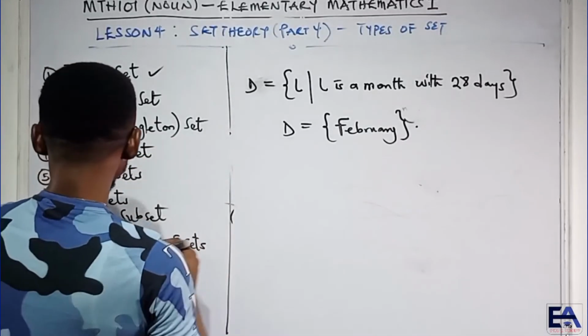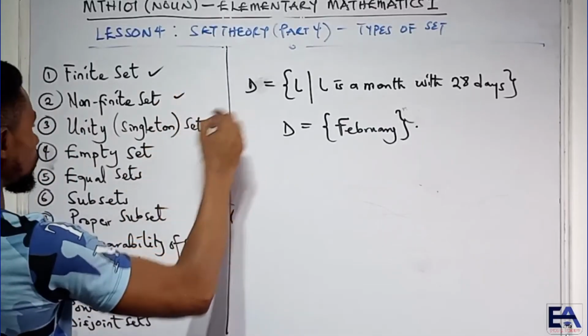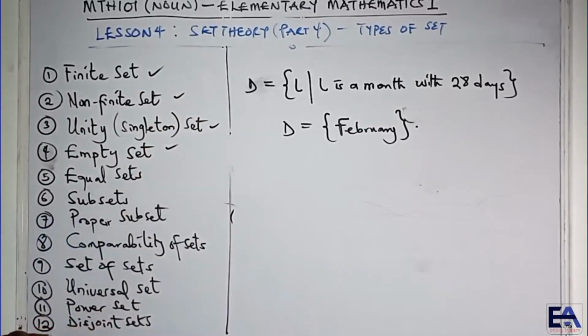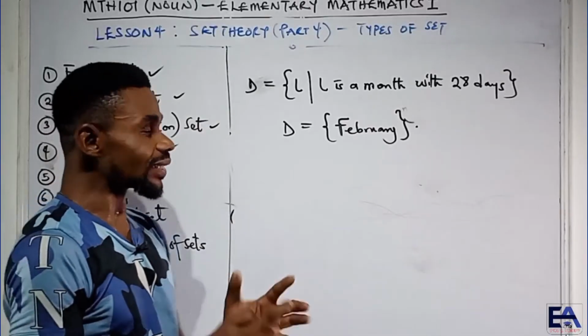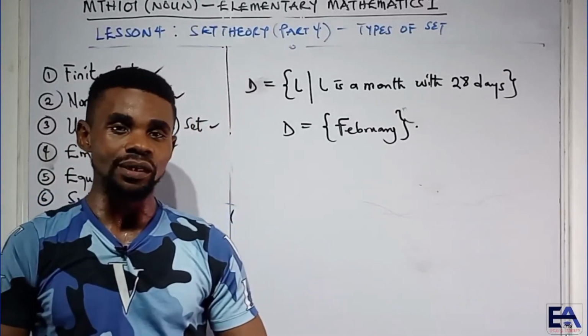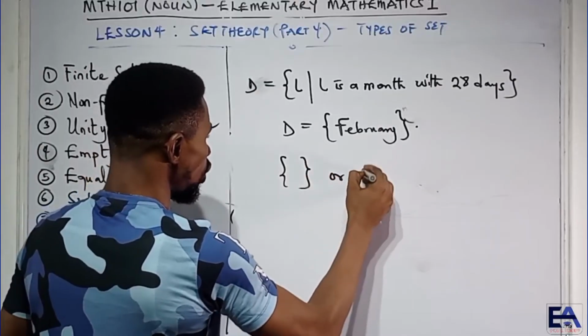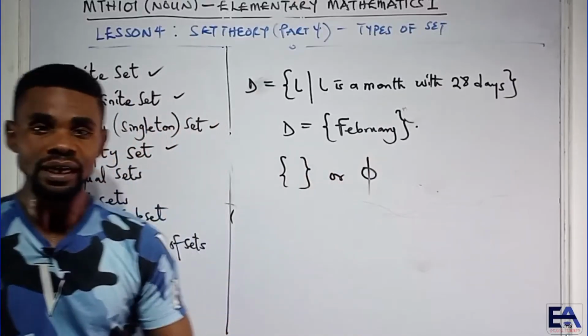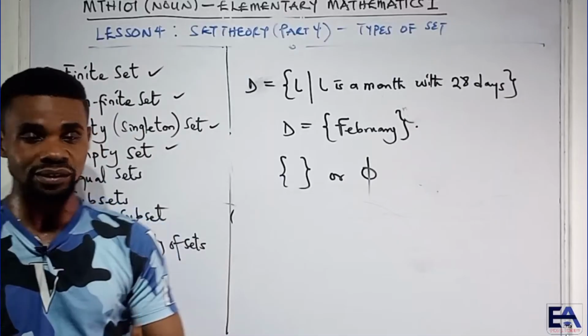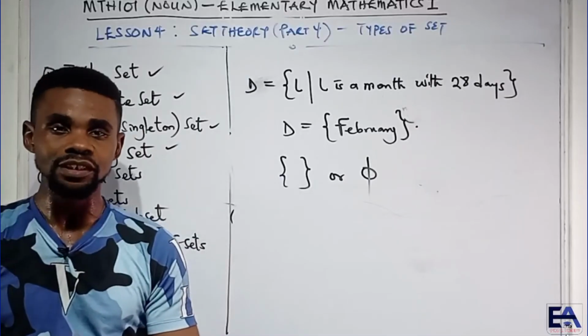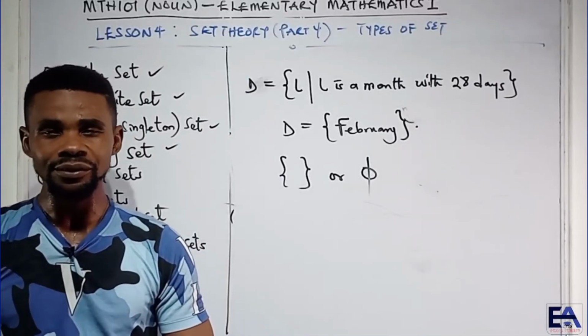Number 4. The next one we are talking about now is the empty set. The empty set is a set that has no elements. Nothing is inside. It can be represented as empty brackets or with this symbol, okay? Anytime we have this, it means that the set is empty. No element present. You get that?